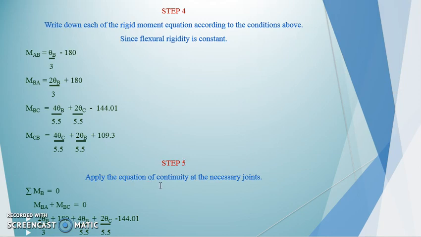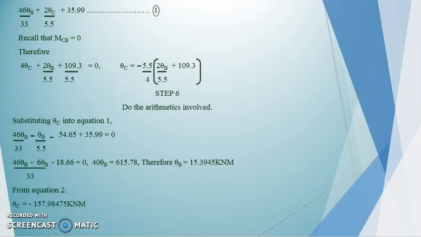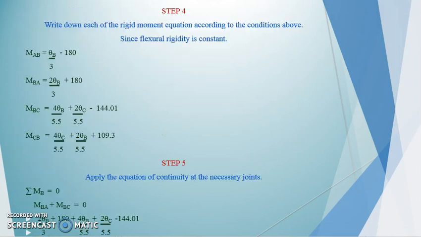Now, step 5, apply the equation of continuity at the necessary joint. The equation of continuity will be such that theta B, which has both sides, it has side BA and side BC. This is what I'm saying here. So applying the equation of continuity around here, that sum of moments here is equal to 0. So you end up getting this MBA plus MBC is equal to 0.